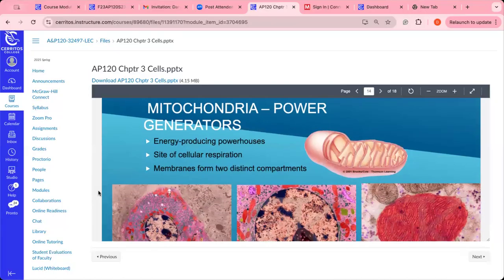Then we have the mitochondria. As I mentioned, they're the power factories of the cell. They produce energy, ATP. They produce and break down ATPs. They're the site of cellular respiration, and their membranes form two distinct compartments.